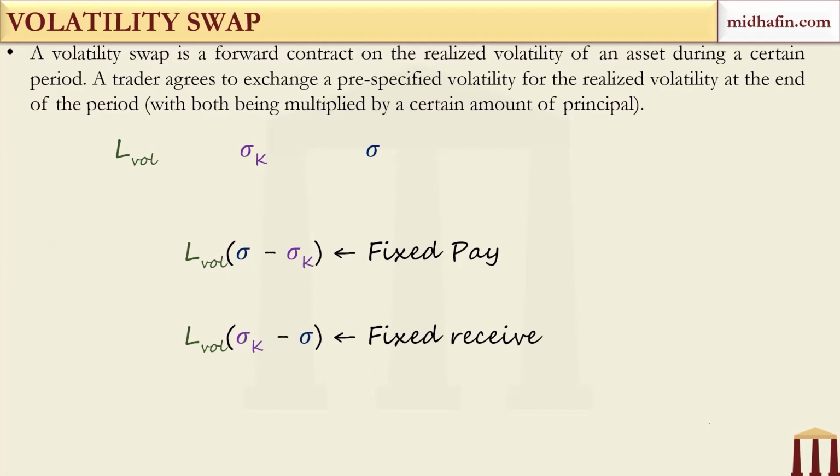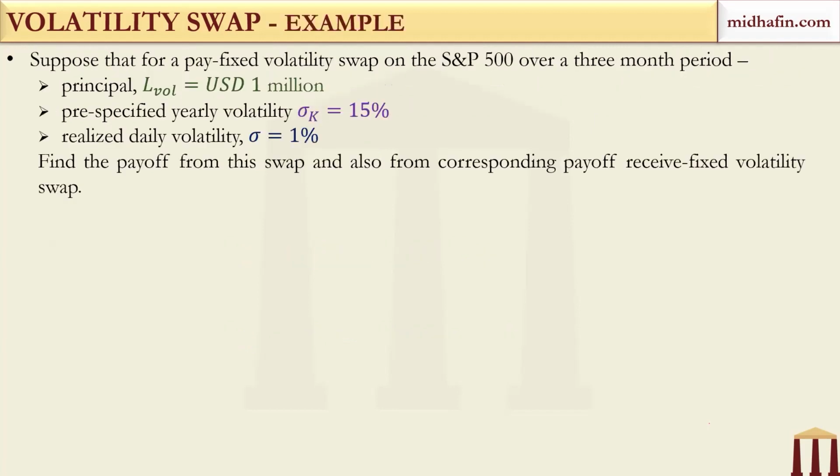Now here, the payoff can be positive or negative, depending on what the realized volatility is when compared to the fixed volatility defined in the volatility swap. Next, you have the example. You have the principal amount defined, and the yearly volatility on the S&P 500 index is taken into consideration, over a 3-month period. It is expected that the fixed volatility is 15%. Realized daily volatility turns out to be 1%. So you can convert it into yearly volatility at 3 months from now, and it turns out to be 15.87%.